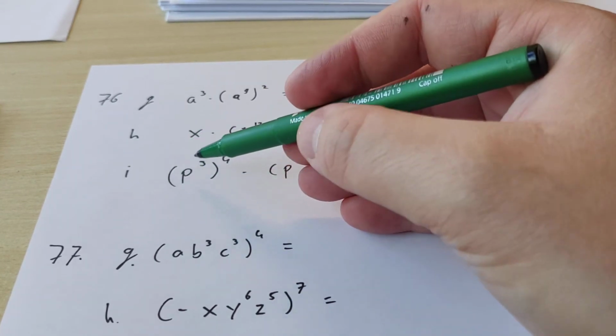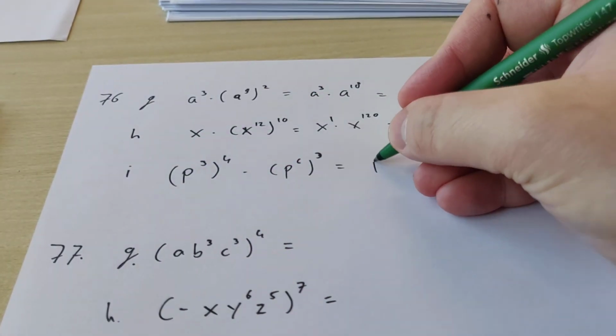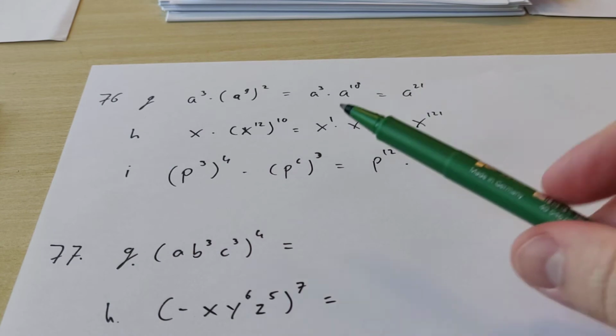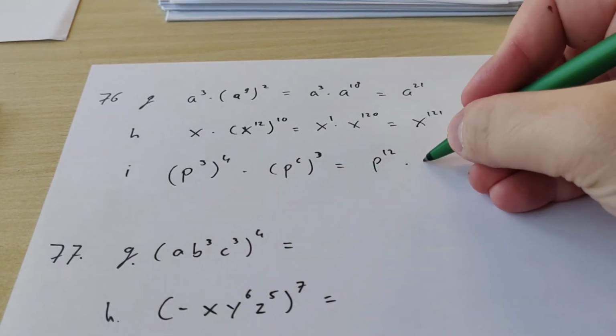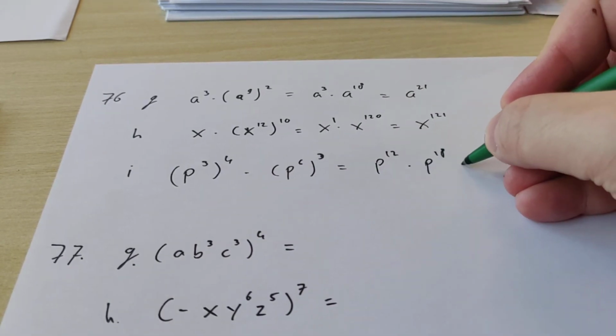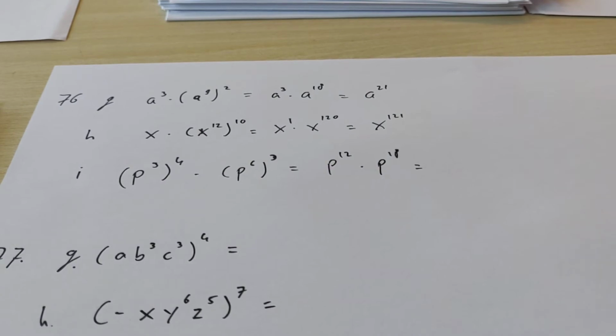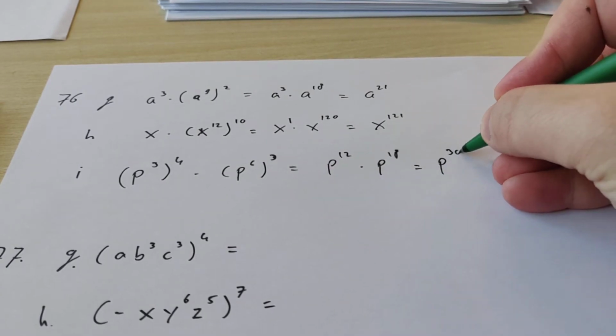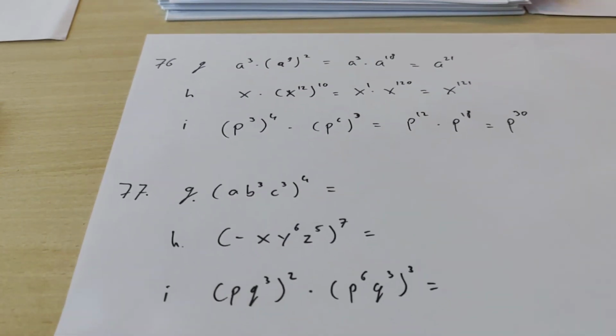Going to the next one, here we see the thing in the brackets twice, so we're going to take a look at this one first. 3 times 4 is 12, and then 6 times 3 is 18. And when you multiply them, you can just add it. 12 plus 18 is 30. So this is how that works.